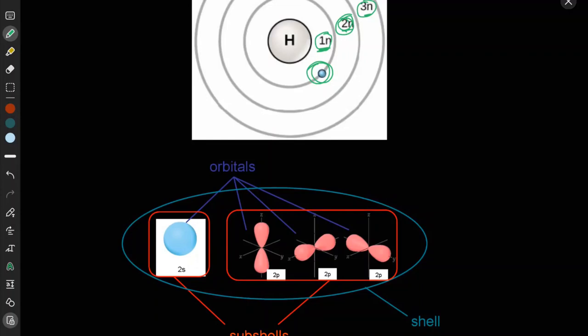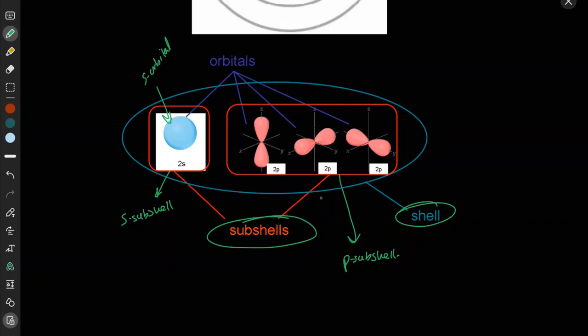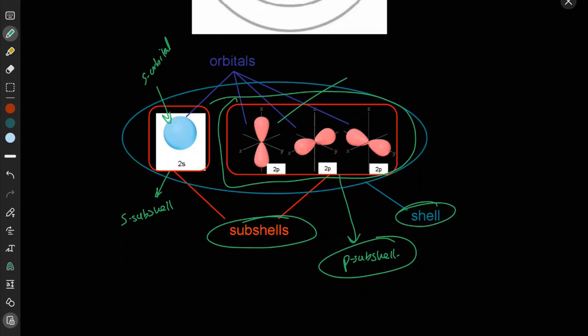So the shell contains both subshells and all the orbitals. Now within the shell, we have 2 subshells. This is going to be the S subshell, and this is going to be called the P subshell. Within the S subshell, you have a single S orbital here, right? So that's an S orbital. Now within the P subshell, which is these guys right here, you're going to have 1, 2, 3 P orbitals.